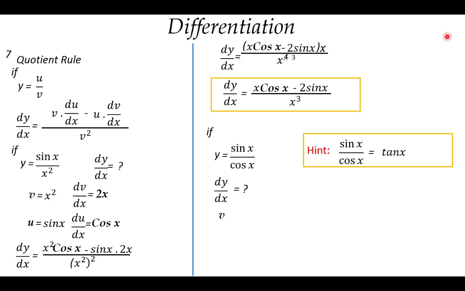Remember, based on our quotient rule, we have sin x, one function of x, divided by another function of x. If we are able to know the derivative of sin x over cos x, then we are able to know the derivative of tan x. So v in this case is equal to cos x. So dv, based on rule 4, is going to be equal to minus sin x. And then u in this case is equal to sin x, therefore du is equal to cos x.